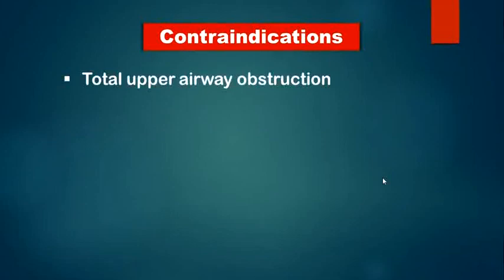If there is a total upper airway obstruction, not a stenosis, not a narrowing, but a total upper airway obstruction, there is no role for using positive pressure ventilation. The first thing here is to open the airway to make sure that the airway is patent. And if that is not possible, of course, here is the role of intubation.